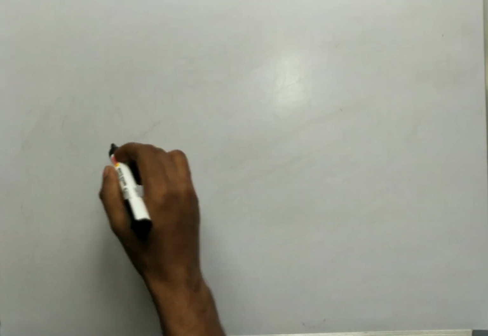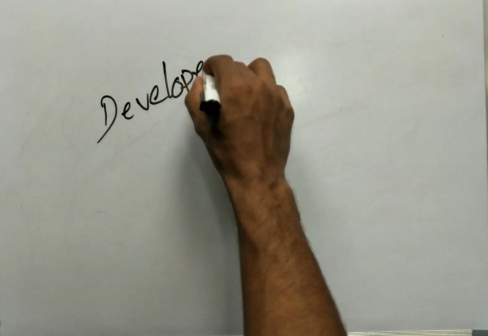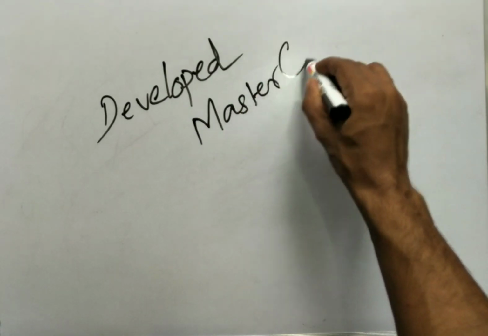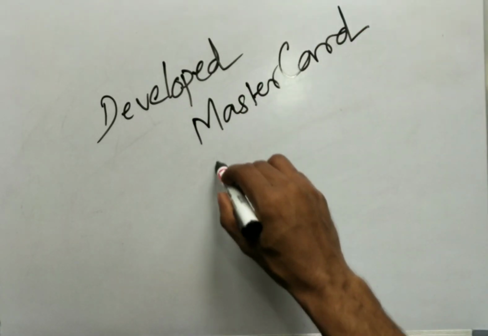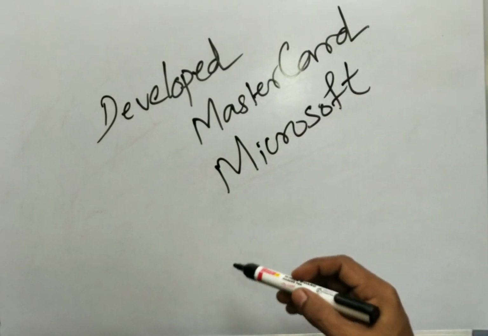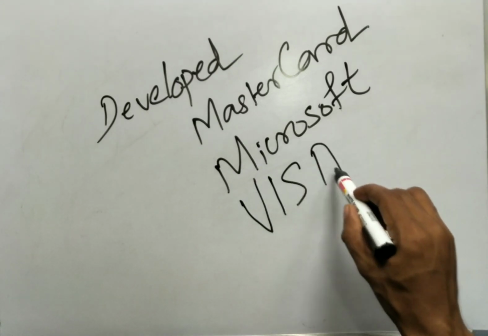Okay. On a final note of this SET protocol, you should write who developed it. Who developed it? It is developed by MasterCard, Microsoft, and Visa, the combined effort of these three. Okay, they jointly developed this.